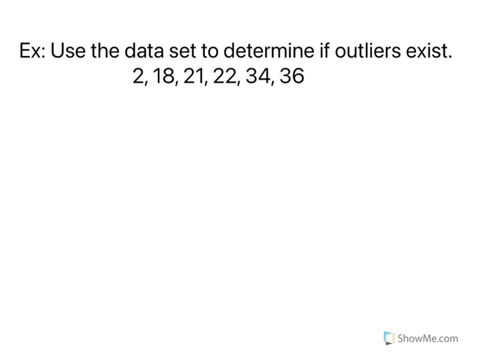Use the data set to determine if outliers exist. So we have 6 numbers in our data set, and we need to first find our quartiles, right? Because that's part of finding the limits to see whether or not we have an outlier. That means our Q2, our median, is the average of our middle 2 numbers. So 21 plus 22 is 43. I divide that by 2, and I get 21.5. So my median is between 21 and 22 at 21.5.